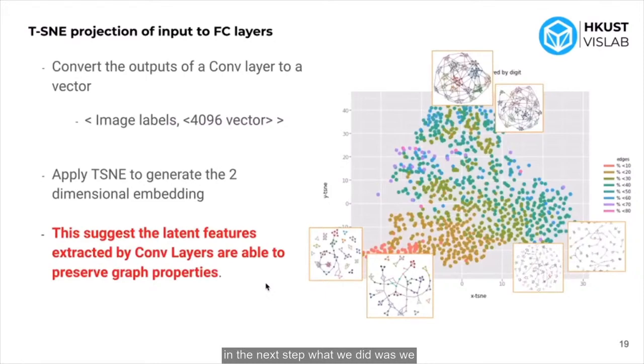In the next step, we convert the outputs of the convolution layers to a vector of 4096, and then we pass it through a t-SNE embedding model, which generates a 2-dimensional output. We plot this output, and while doing so, we observe that similar images or similar graphs are clubbed together, whereas non-similar images are far away. This supports the fact that the convolution layers are able to preserve graph properties and are learning.